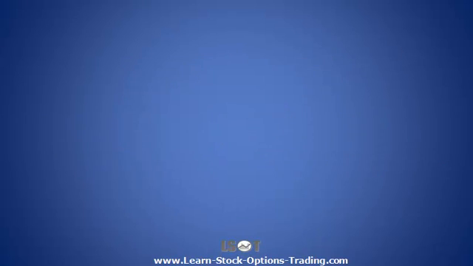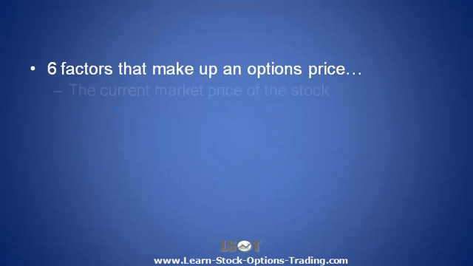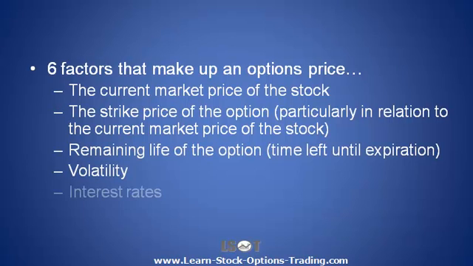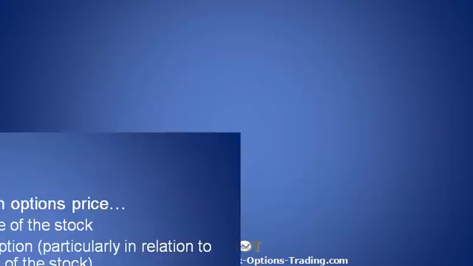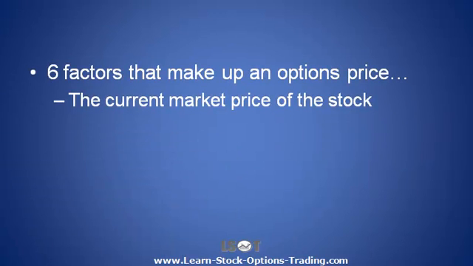Okay, so now let's go ahead and cover the 6 factors that make up an option's price. You have the current market price of the stock, you have the strike price of the option, you have the remaining life of the option, you have volatility, you have interest rates, and you have stock dividends. Now, interest rates and stock dividends are beyond the scope of this lesson, so we're only going to be focusing on the first 4 in this series. So let's start with the current market price of the stock.